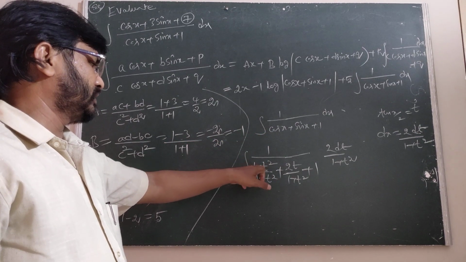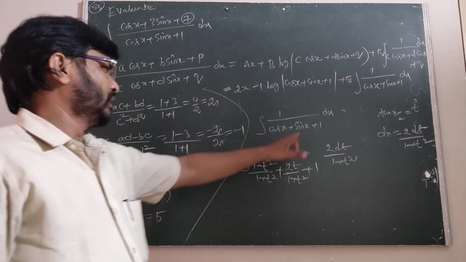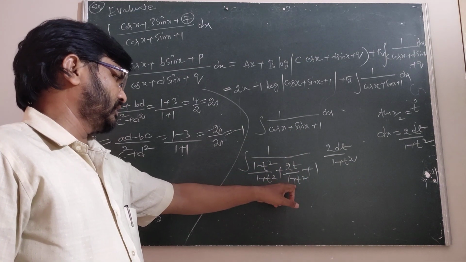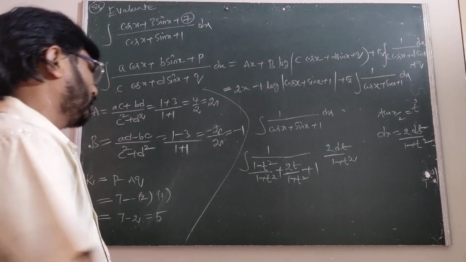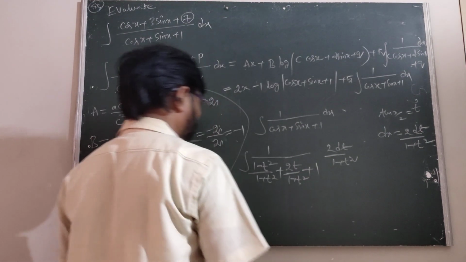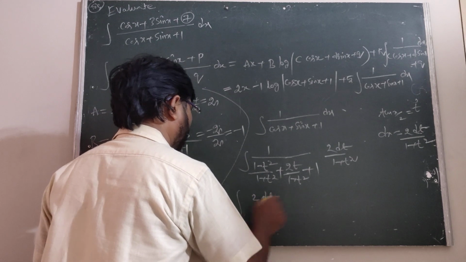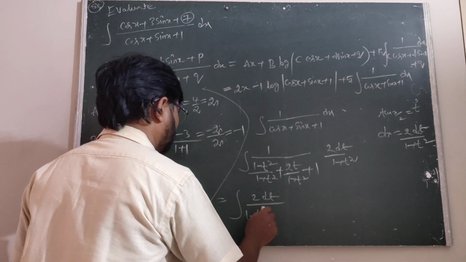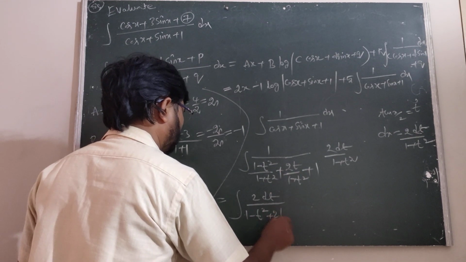That is (1 minus t square) by (1 plus t square). Sin x is 2t by (1 plus t square) plus 1. Therefore, now we are taking the LCM, which is 1 plus t square. These two are cancelled. Now we can write 2 dt by (1 minus t square plus 2t).